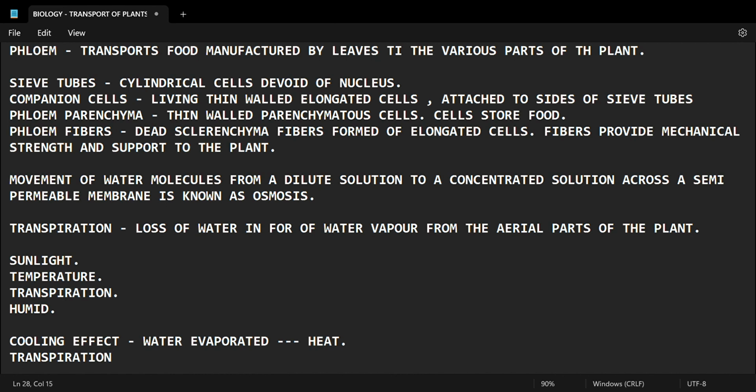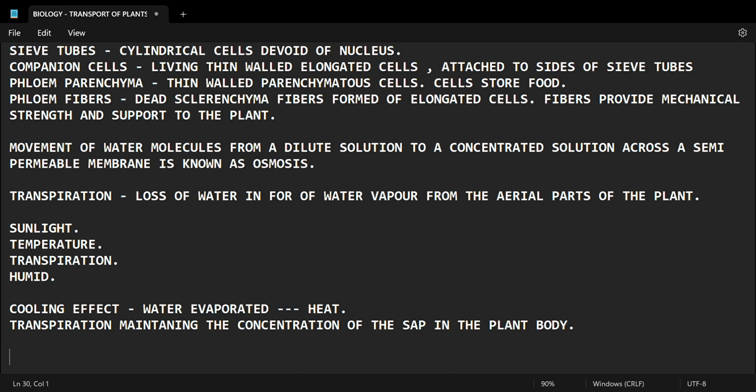So the second point is that transpiration helps in maintaining the concentration of the sap. There's a sap inside the plant body, and transpiration helps in maintaining its concentration.